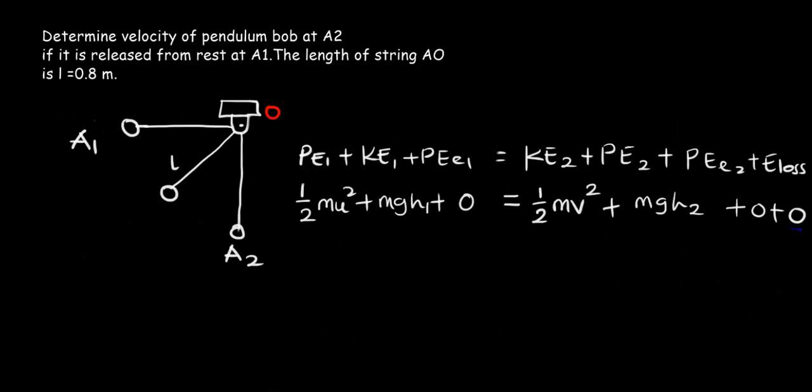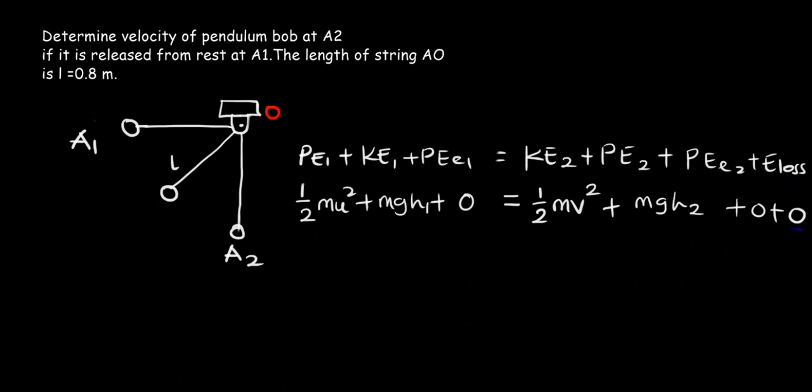In this lesson, we are going to solve this question I have on the screen. The question says determine the velocity of the pendulum bob at A2, if it is released from rest at A1. The length of the string A0 is given to be 0.8 meters. So let's look at how you are going to solve this question.